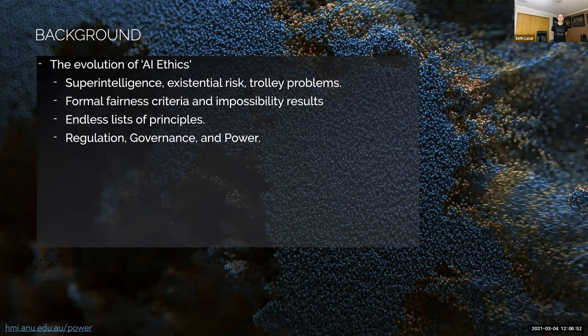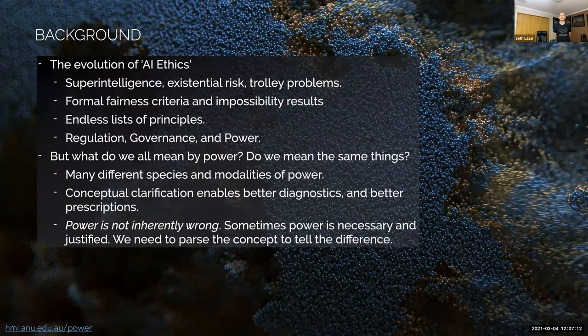Think about books like Algorithms of Oppression by Safiya Noble, the forthcoming book by Kate Crawford, Atlas of AI, Carissa Véliz's book, Privacy is Power. All of these books have power at the center of their analysis of the place of AI in society. What we don't have as much of in the field so far is some sort of pause for reflection on what we mean by power when we're talking about it, whether we mean the same things.